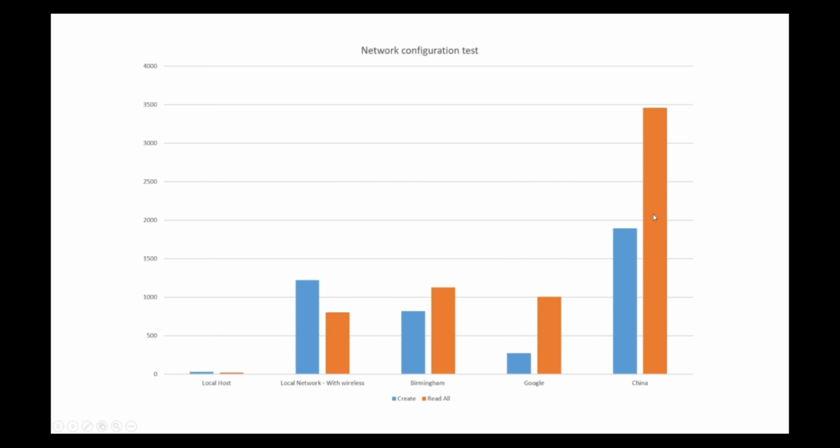And the read all we're getting in the order of 3.5 seconds there, so it's maybe 3 or 4 times worse than running on the local network. But that does go to show that it doesn't make too much difference to be running things over in China, and it gives us a good idea of the sort of speeds we can expect to achieve.